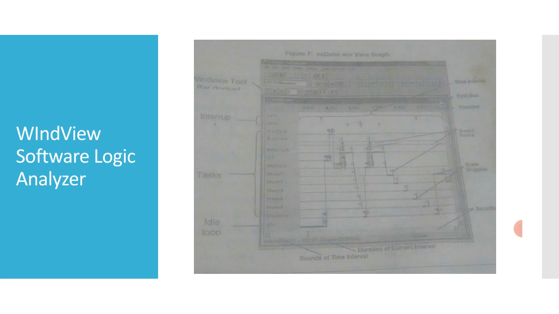So let's look at the vxcolor.wvr view graphic here. You can see on the top we have the WinView toolbar docked, and on the left you can see interrupts, int0, int3 here. Then all the tasks like tExecTask, tLogTask, until tDemoCtr, and then idle loops and time interval. You can calculate time interval, and there are split box, timeline, event tools, state staples, scroll bars. Okay.